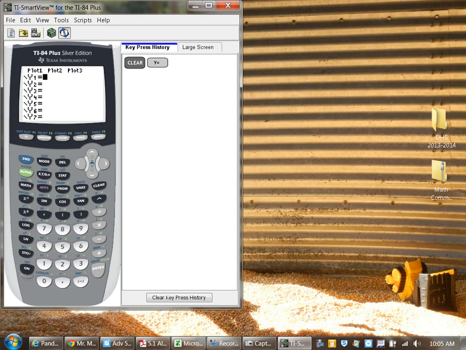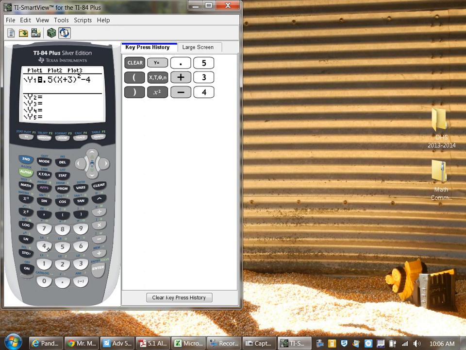Yeah, type in the equation. It was y equals. I'm just going to use 0.5 because it's quicker to type. Parentheses x plus 3 quantity squared minus 4. Go to your table. I made this equation up off the top of my head. I just wanted to show you guys how you can get symmetric twins.